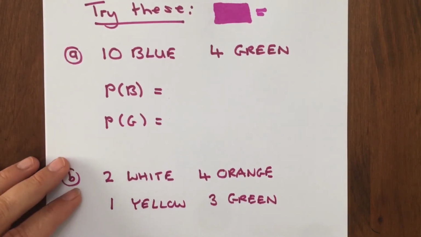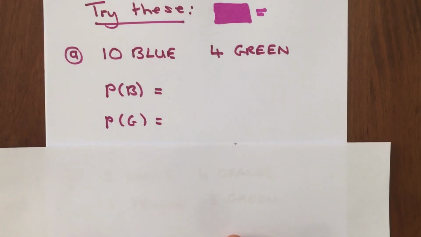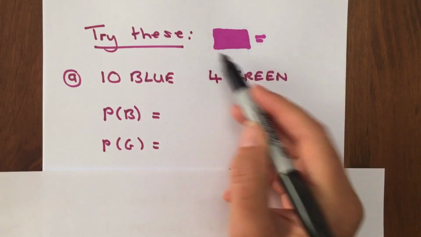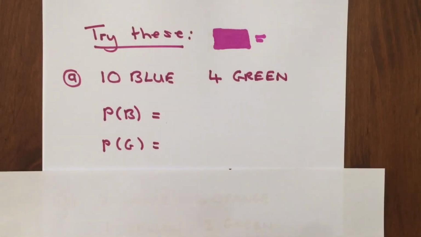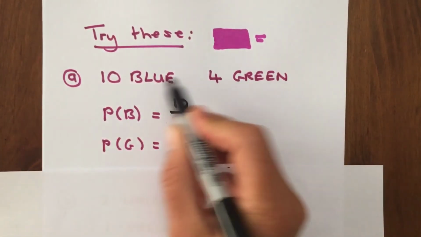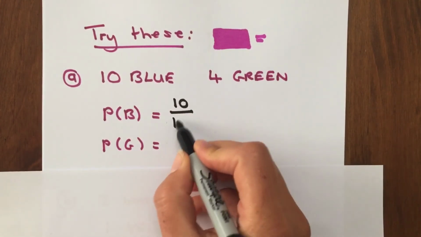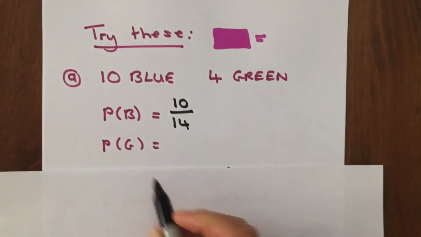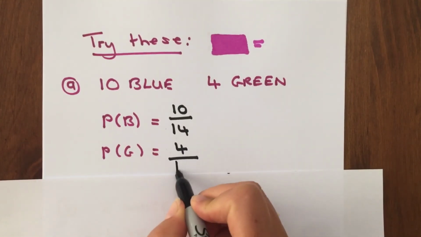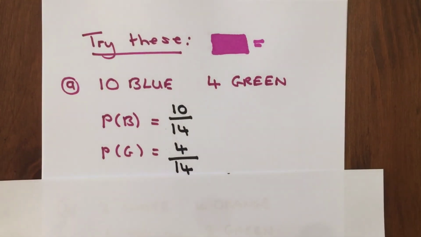Okay, so you're going to have a go now at a couple of probability questions. Have a go at this one first. Okay, try this one please. Notice the shape and the colour. Okay, so let's see how you did. Probability of blue. There are 10 blue out of a total. My total is 14. 10 add 4. Okay, probability of green. There are 4 green out of a total of 14.